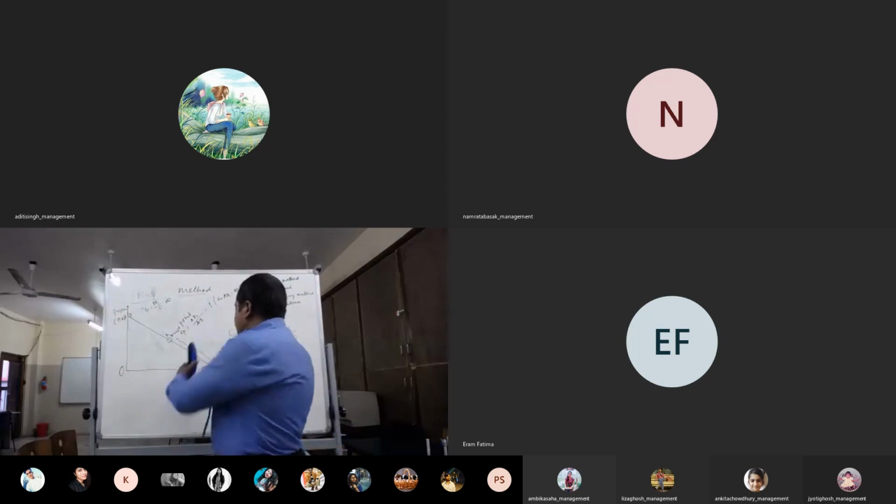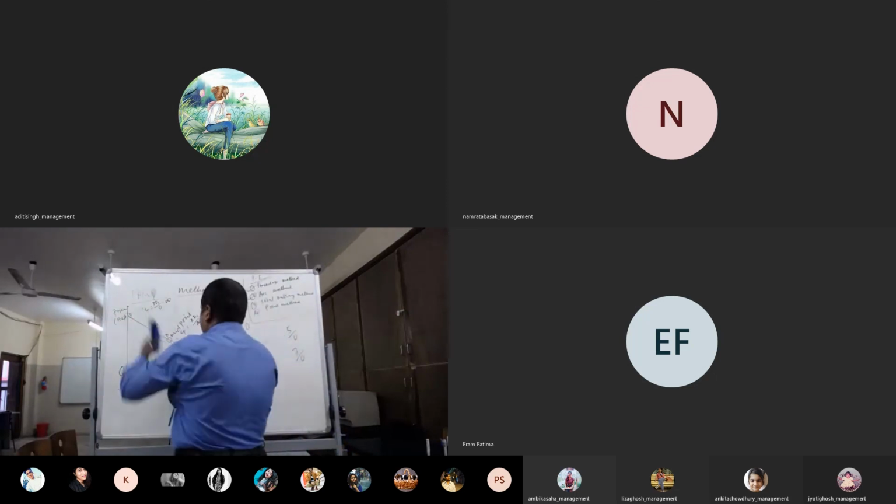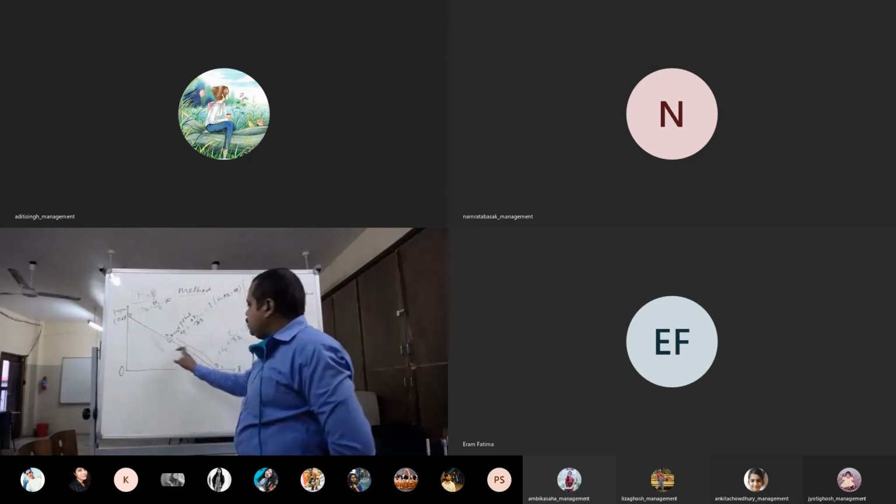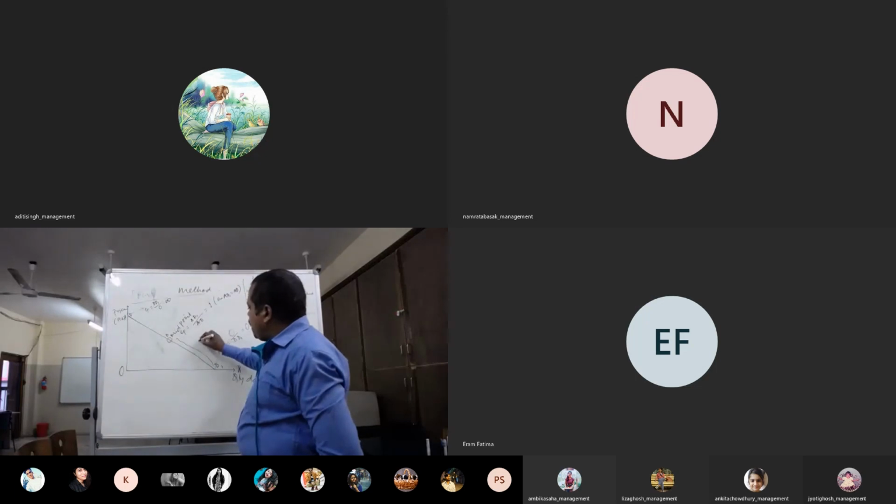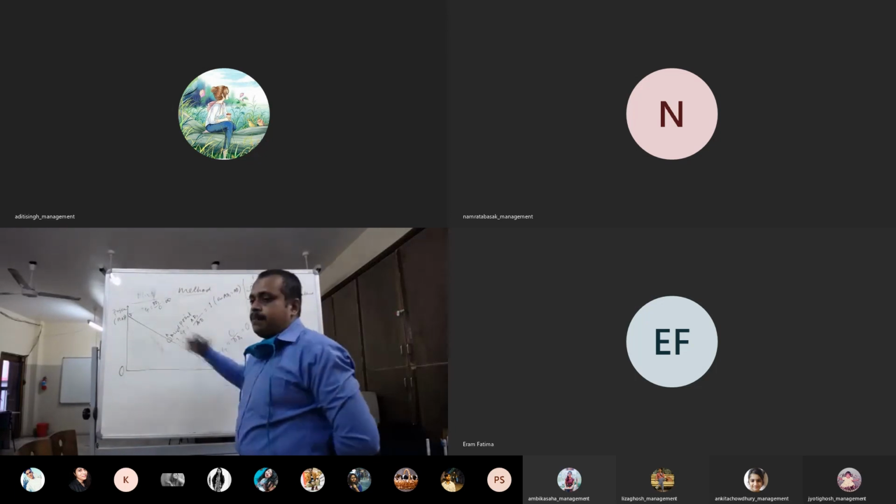And if you measure here, this is the lower part, this is the upper part. Wherever you measure in between this range, the lower part will always be lesser than the upper part.